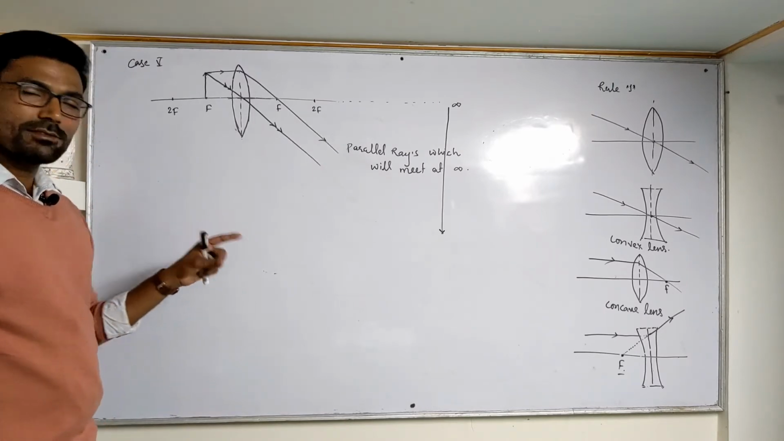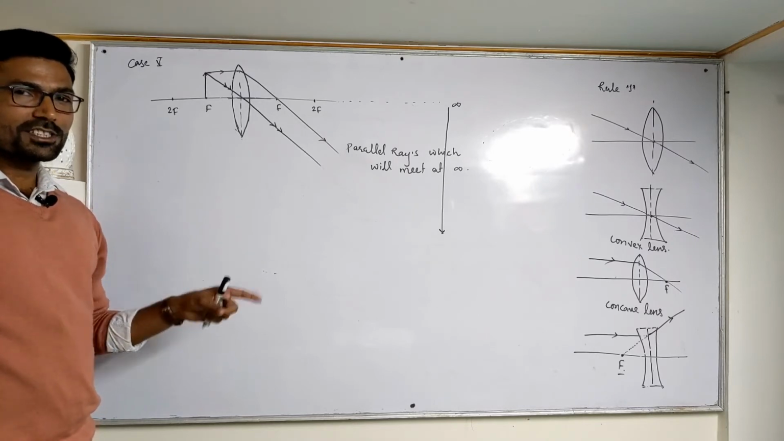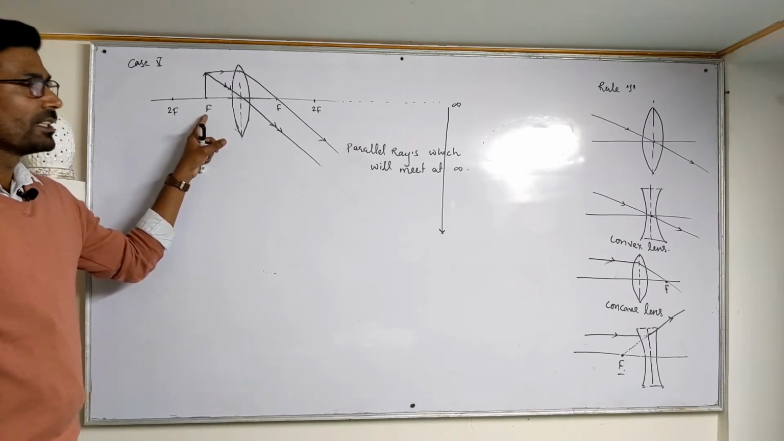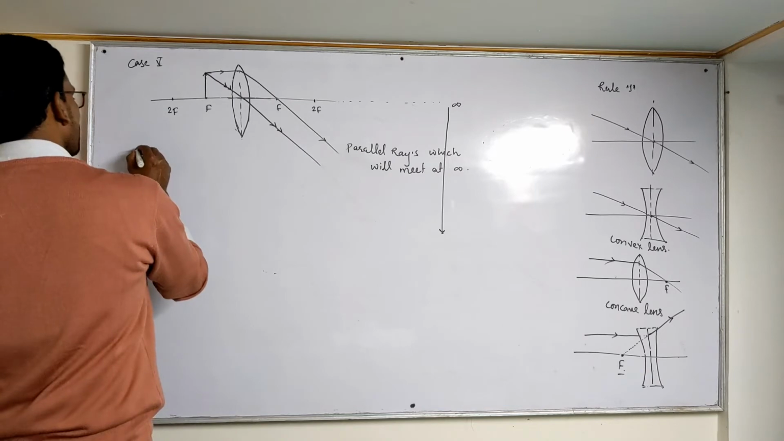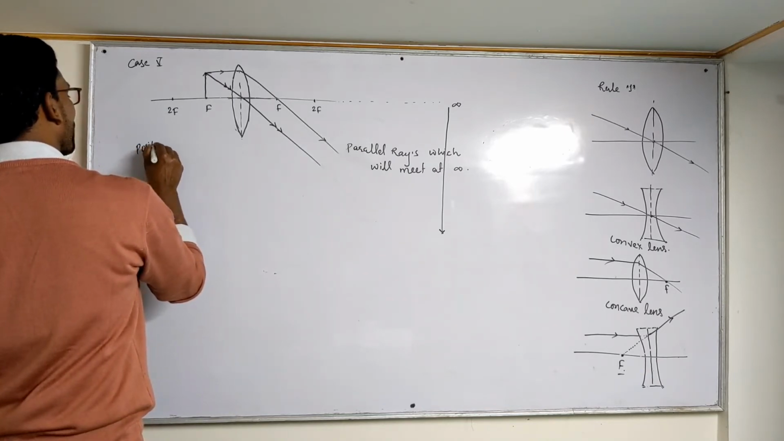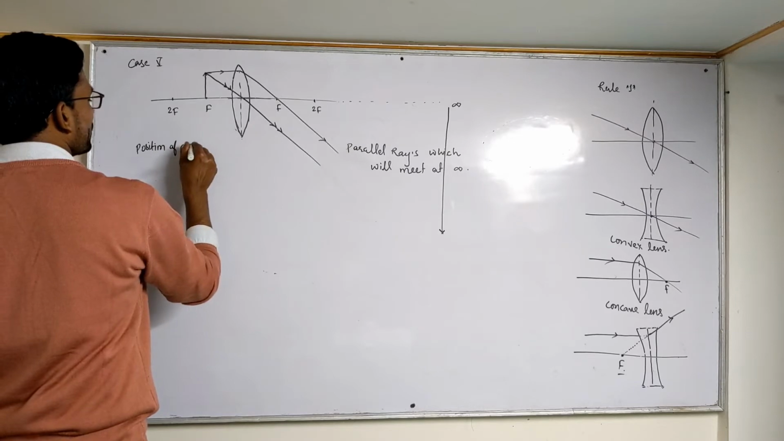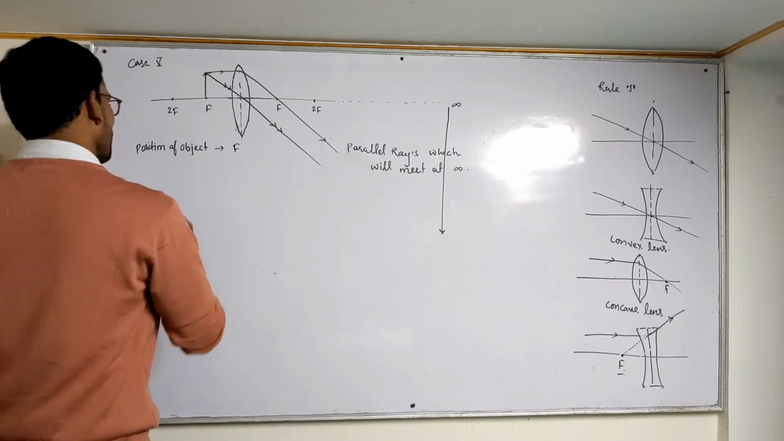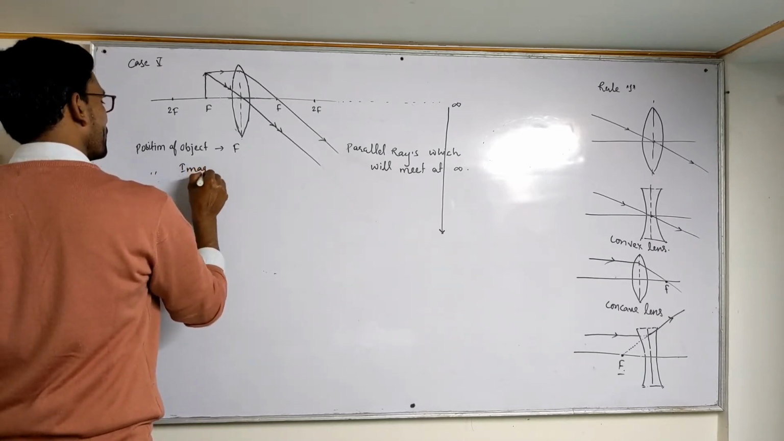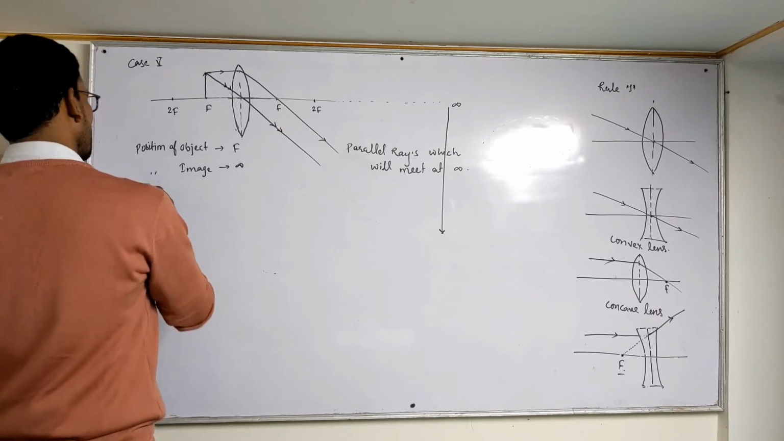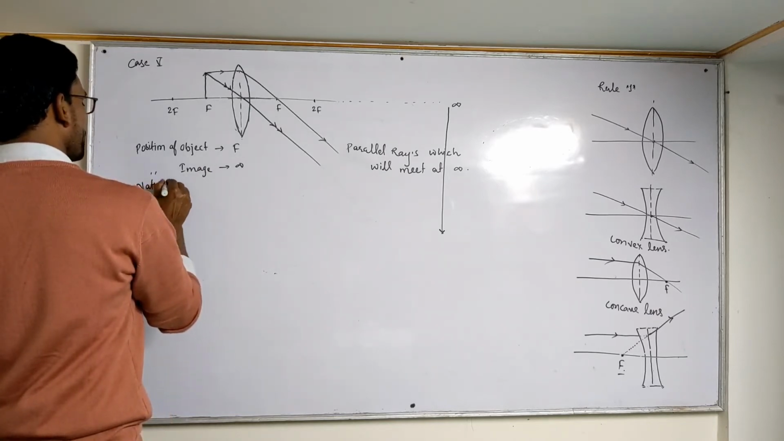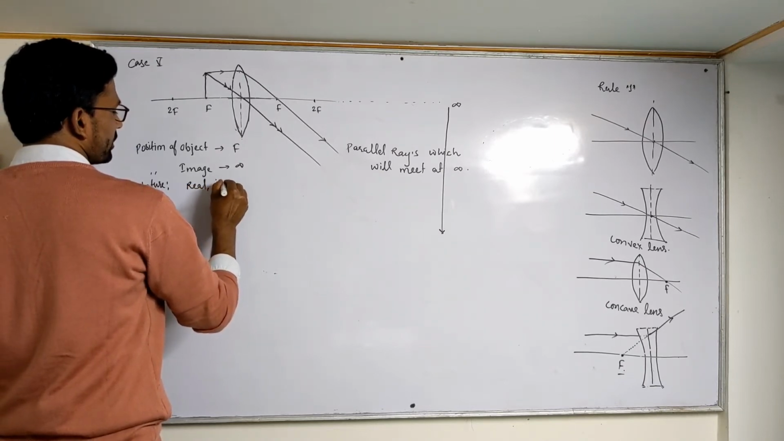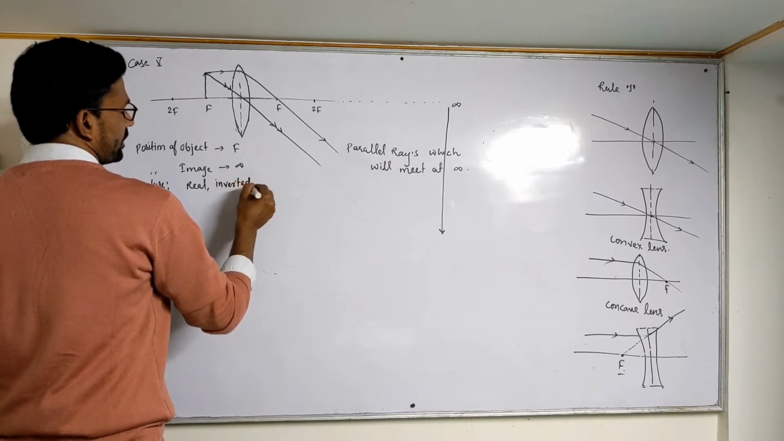So now we are able to write all the information about this image which has been formed by this lens if the object is placed at focus. See the position of the object. Position of object is at F. Position of image: infinity. Nature can be discussed. Nature of the image is real, inverted, enlarged.